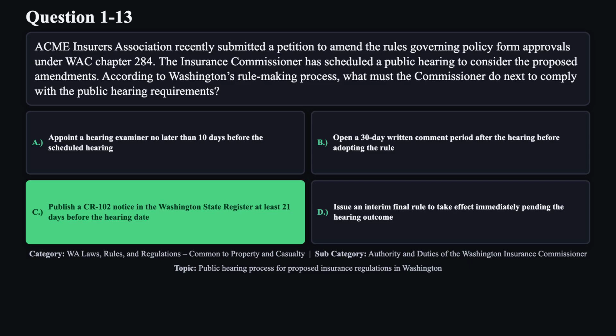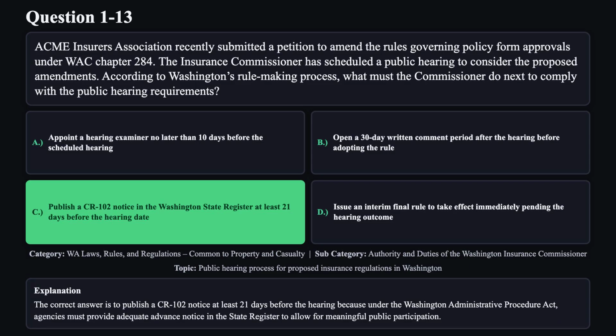The correct answer is C. The correct answer is to publish a CR 102 notice at least 21 days before the hearing, because under the Washington Administrative Procedure Act, agencies must provide adequate advance notice in the state register to allow for meaningful public participation.